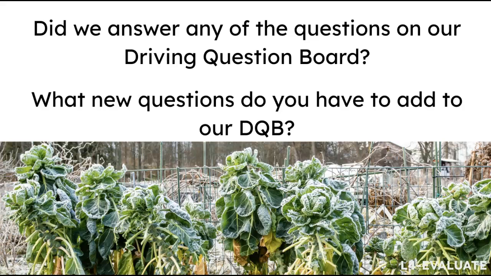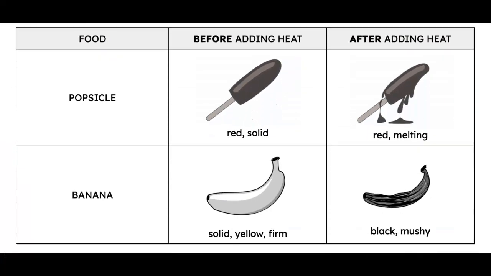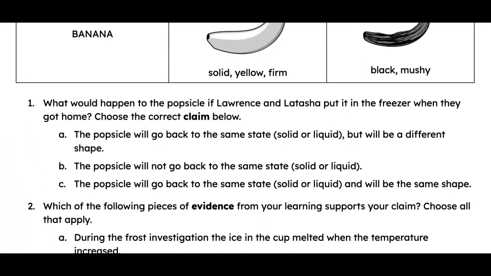If there are questions that have been answered, remove them from the driving question board and place them on the summary charts. Use this as an opportunity to answer the section driving question, how does weather impact the food we grow? Have students complete the Section 2 summative assessment.